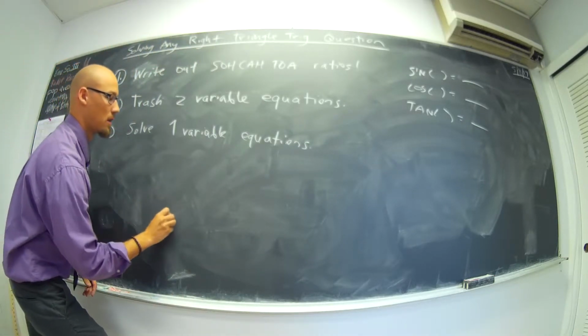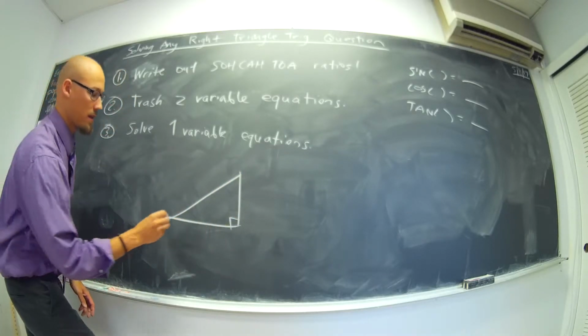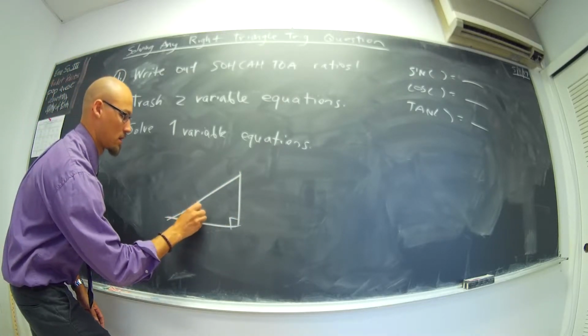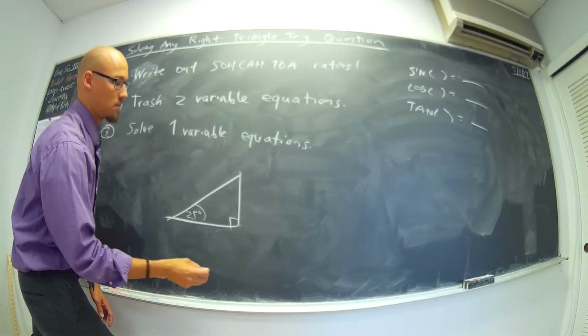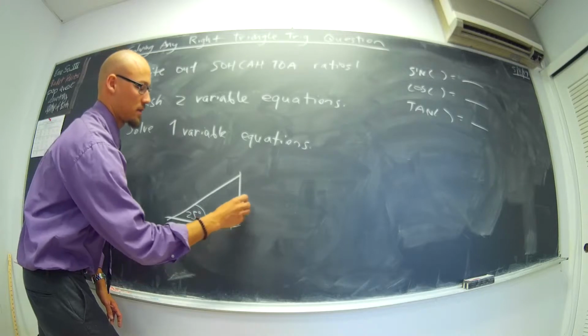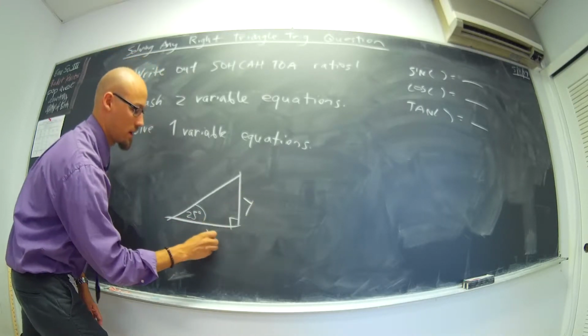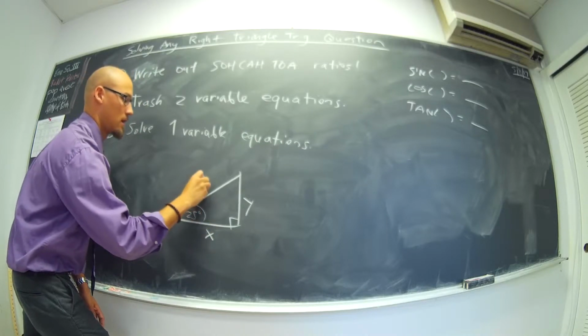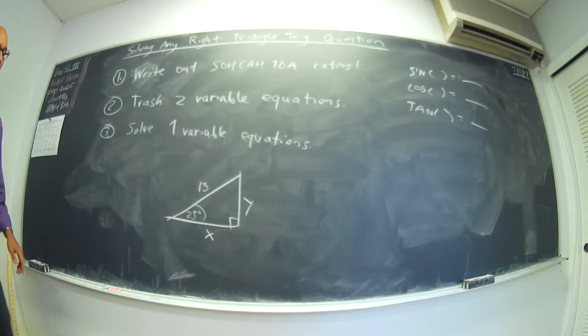Let's do an example. So here's something going on here. A 25 degree angle. This is going to be y and x and 13. So you need to solve.